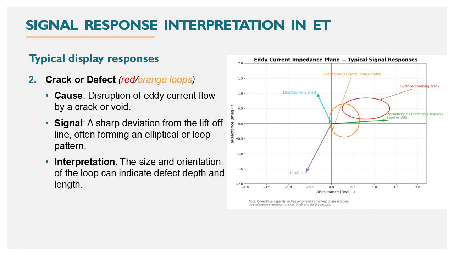Typical display responses. Number 2 is crack or defect, in this diagram labeled with red and/or orange loops color. Cause: disruption of eddy current flow by a crack or void. Signal: a sharp deviation from the lift-off line, often forming an elliptical or loop pattern. Interpretation: the size and orientation of the loop can indicate defect depth and length.